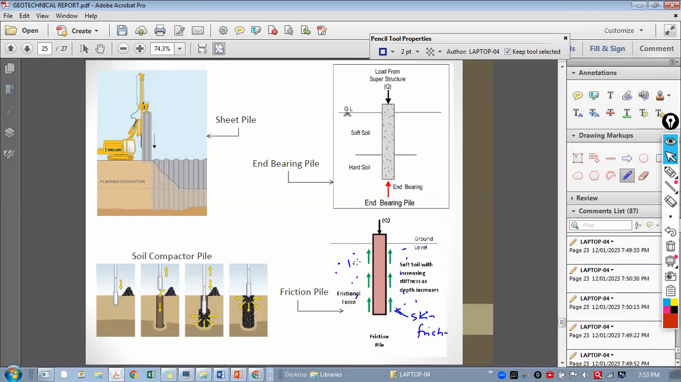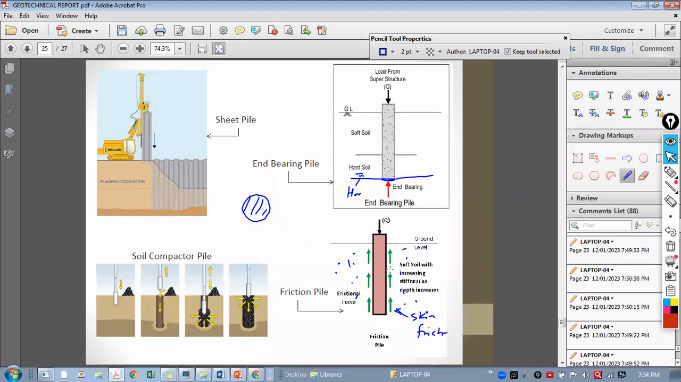So this is the resistance we get through the skin friction also. And then when we raise the pile, let's say this is a hard rock. When it rests on the hard rock, then this area of the pile, let's say this is your circular pile, the SBC of this rock into this area will be the end bearing capacity. So we call this pile an end bearing pile.